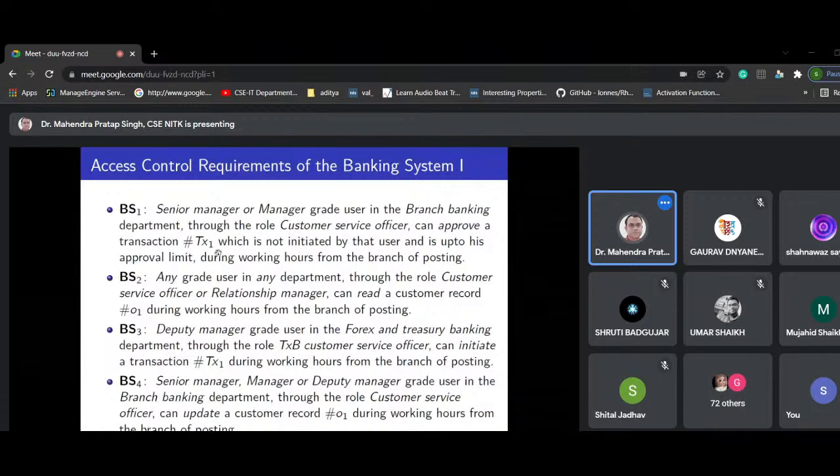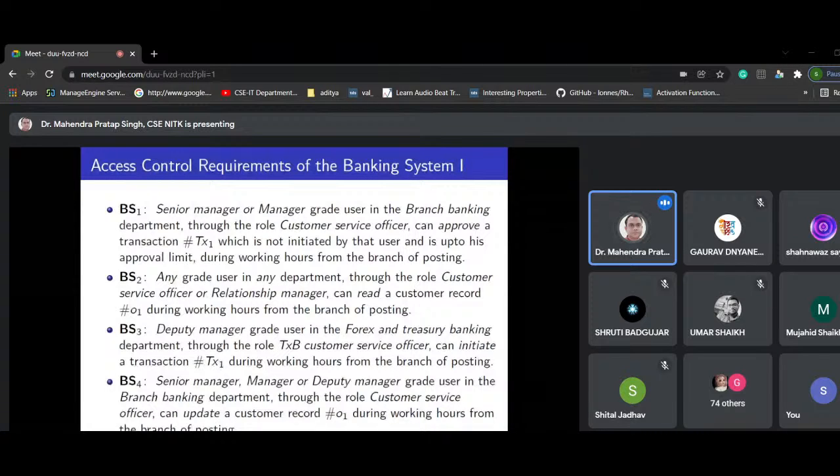So as you can see here, only the senior manager or the manager grade user in the branch banking department can approve a transaction which is not initiated by that user and is up to his approval limit. So everything is defined in the system. Let's say the manager approval limit is only 1 crore. If any transaction is above that, it will directly go to the senior manager, and in his window it will flash. He has to approve that. Fine. So this is the one requirement. This is an access control requirement in the system.